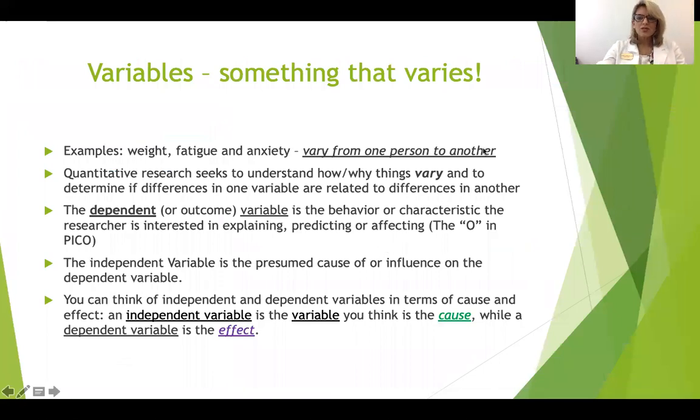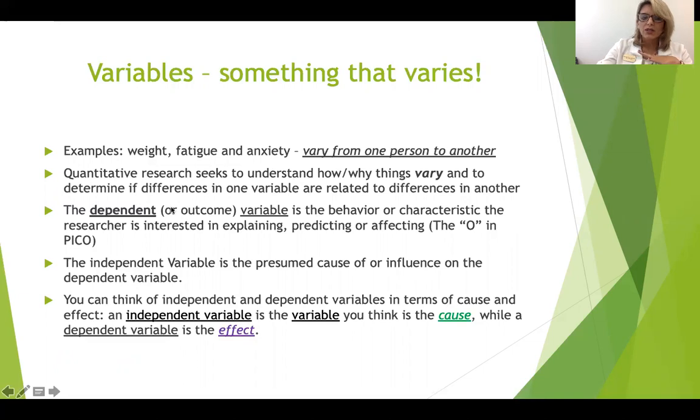Okay. So one of the things we definitely also should make sure you remember, and hopefully you've read about in your text, is variables. This is used more in quantitative research, and variables are obviously something that vary. Examples include weight, fatigue, and anxiety. Each one of those vary from one person to another. Quantitative research uses variables to seek to understand how and why things vary and to determine if differences in one variable are related to differences in another.